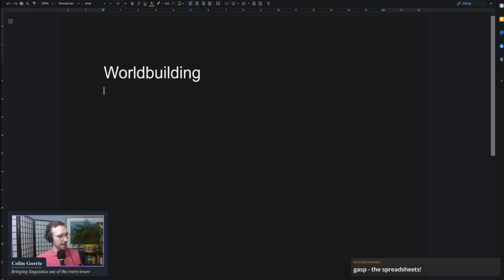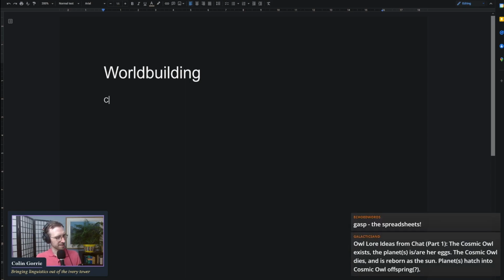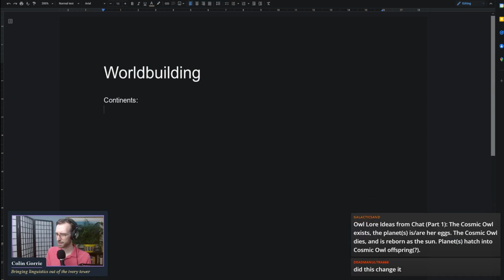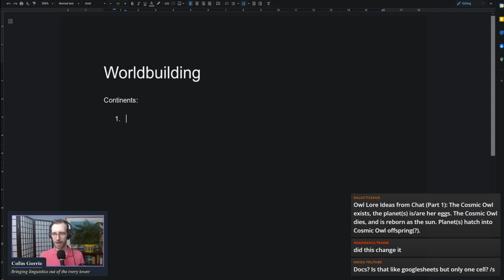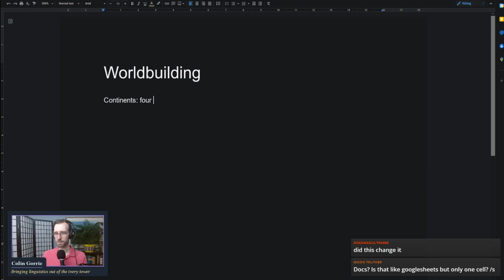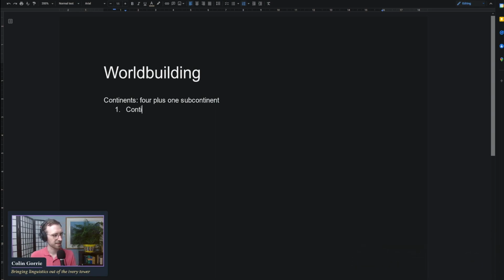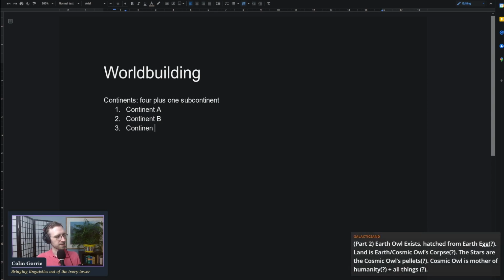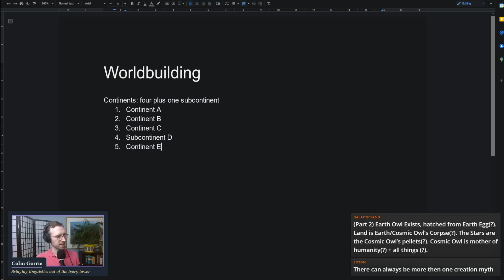So we have some language families. So we have some continents. We have 4 continents and 1 sort of subcontinent. The continents are, and this is where it gets really creative so far. Continent A, continent B, continent C, subcontinent D, continent E.